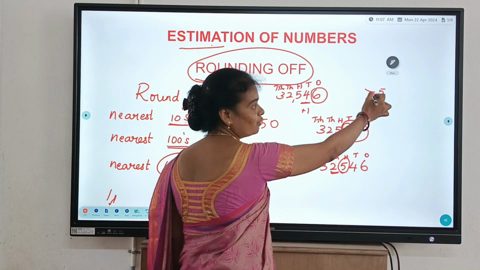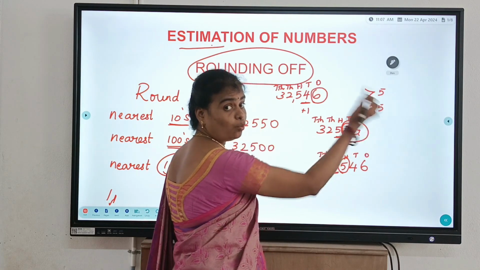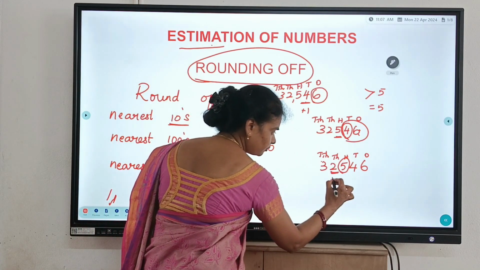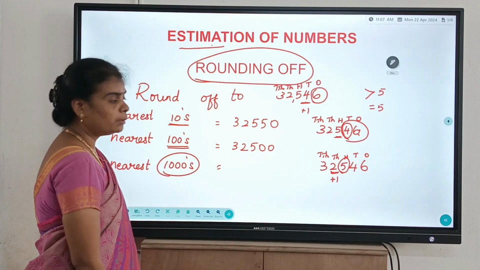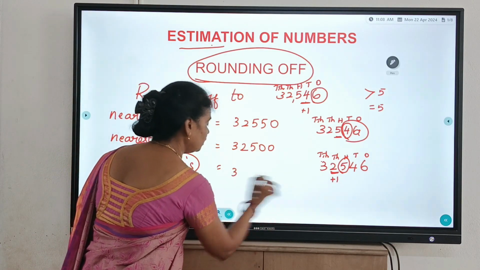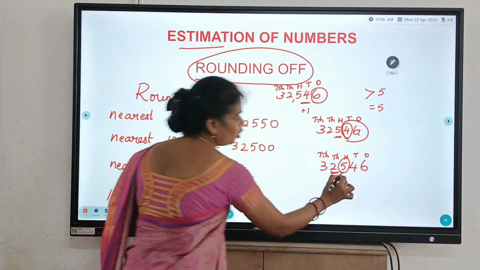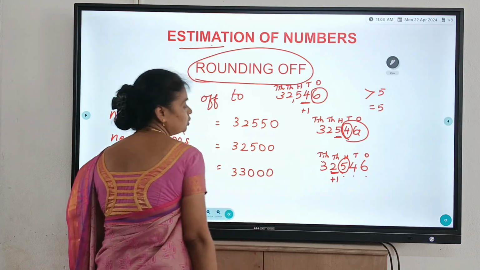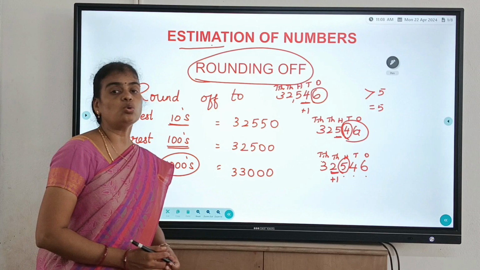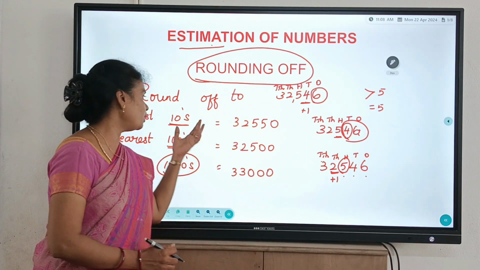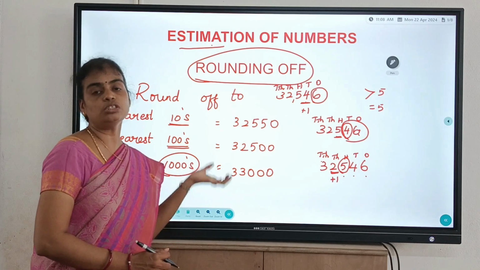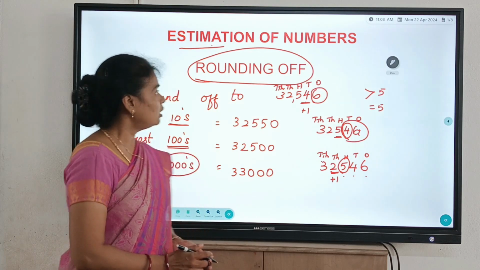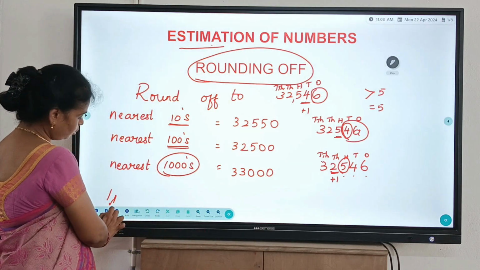So what did I say? If it is greater than 5 or equal to 5, you will add plus 1 to the previous digit. So here you have 5, and hence you will add plus 1 to the previous digit. So the answer will become 3. 2 plus 1 is again 3, and instead of the rest of the digits, you will write only zeros. So this is the way that you will round off a given number to its tens, hundreds, thousands, 10,000s, lakhs, or whatever place is given in the question. I hope you have understood this. Shall we move on to the exercise now?